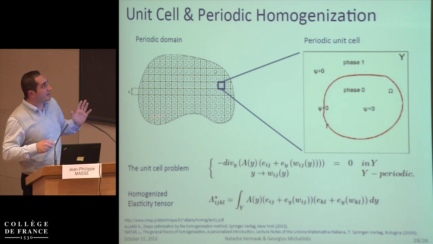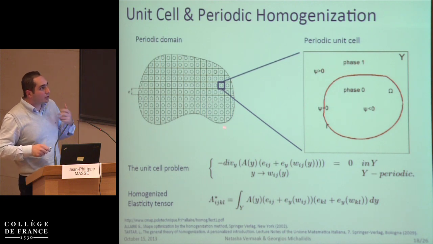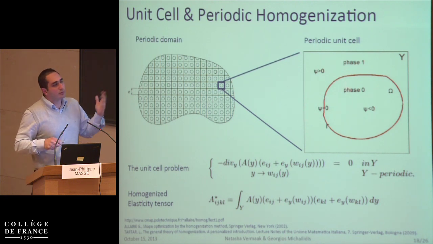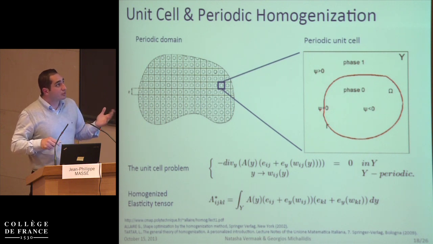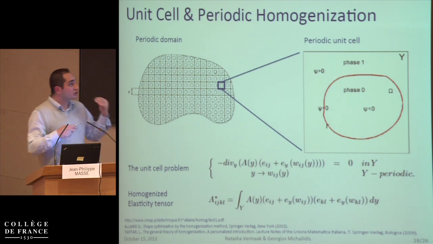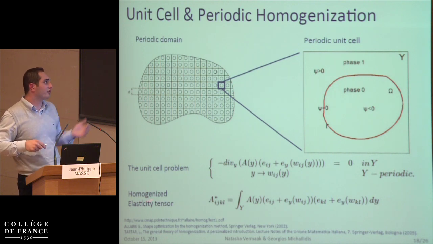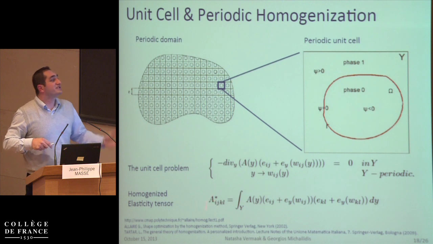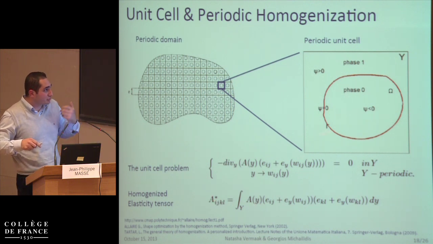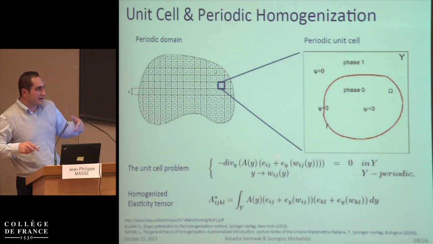So we assume to have a periodic domain of period epsilon that tends to 0. And we want to optimally distribute 2 or more phases in the unit cell, whose position is described by means of level set functions. So using the theory of periodic homogenization, we get a formula, for example, for the homogenized elasticity tensor, which depends on the position of the phases in the unit cell through the values of the elasticity tensor in the unit cell and through the solution of some partial differential equations called the cell problems.